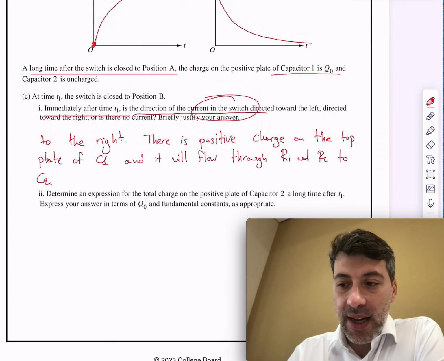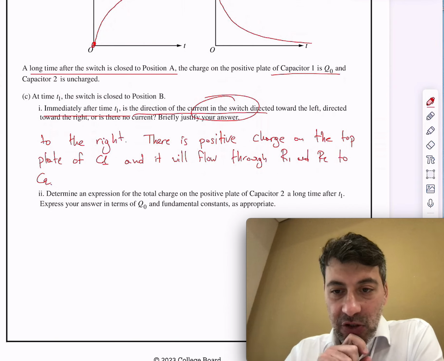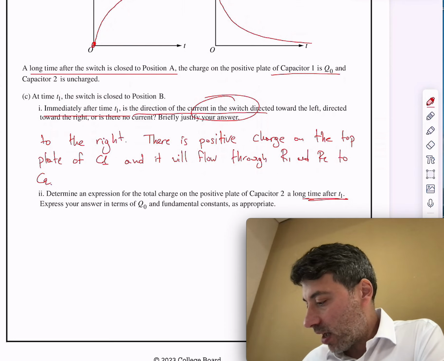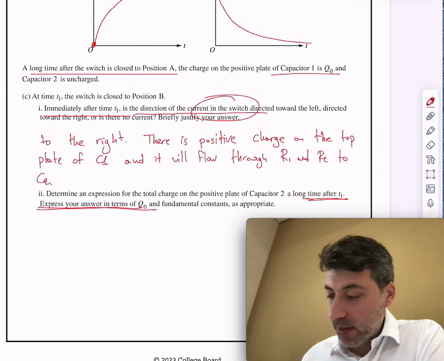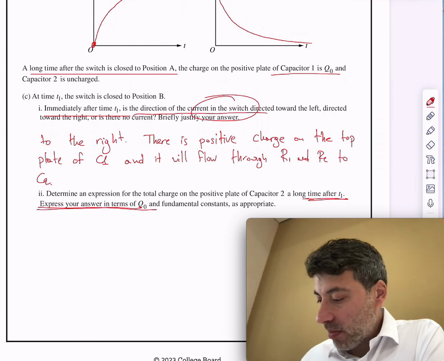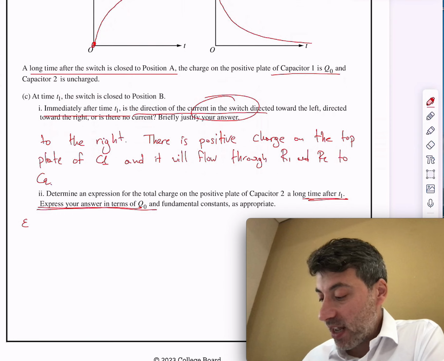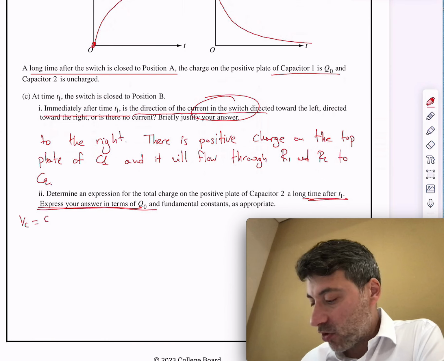And we need to determine an expression for the total charge for the capacitor 2 after a long time. And we need to express our answer in terms of Q0, where Q0 is the charge on the capacitor 1. First, we need to say something about this Q0. Before we turned the switch on, there was an EMF that was the voltage of the capacitor 1.